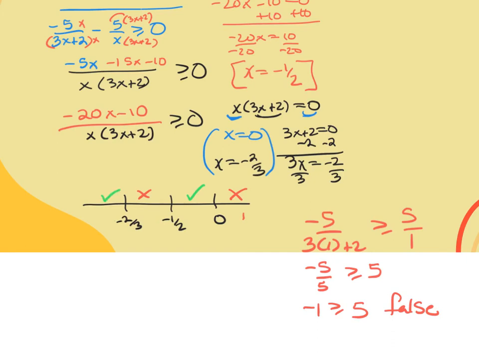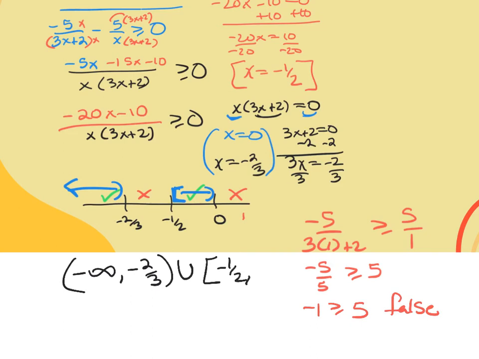x. The pattern repeats. So again, remember the only number that was going to get a bracket is the negative 1/2. So right here, this is the bracket. Everything else are parentheses. So my answer in interval notation would be from negative infinity to negative 2/3, union bracket negative 1/2, 0 parentheses.